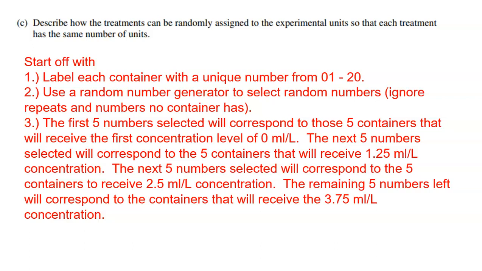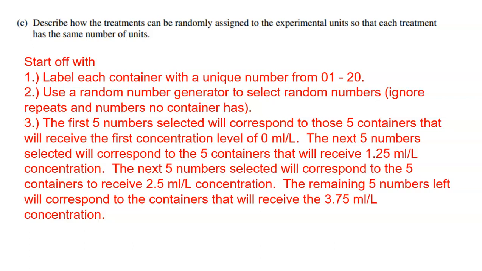Now, it's really important that you list that last step there. You can't just say, oh, the first 5 numbers get this, the next 5 numbers get that. Well, make sure you specify first what they're getting, 0, 1.25. Now, you don't have to go in the same order that I went. You could have started off with 3.75. That doesn't matter. But it's really important that you say, hey, I'm going to pick these 5 random numbers. Those 5 random numbers correspond to 5 containers. It's the containers that get the level of concentration, regardless of whatever that is.